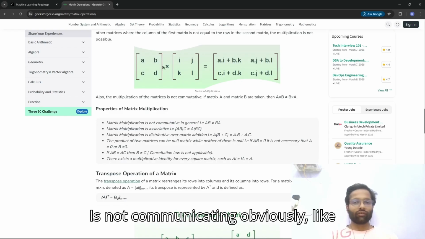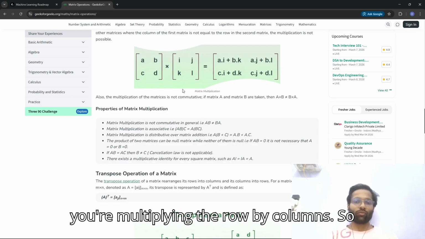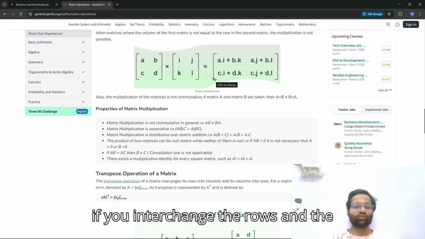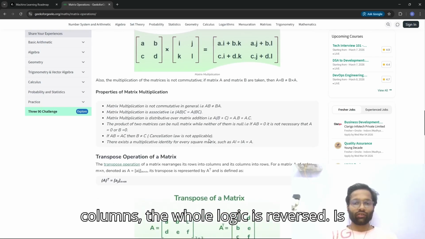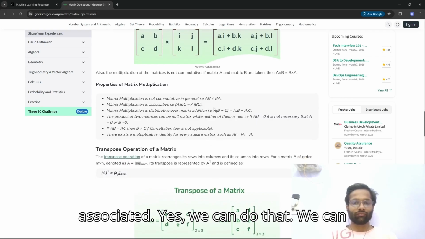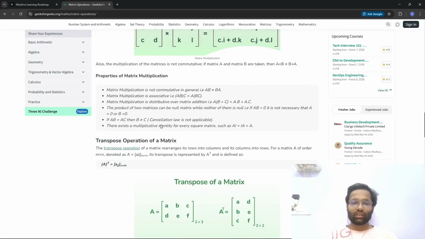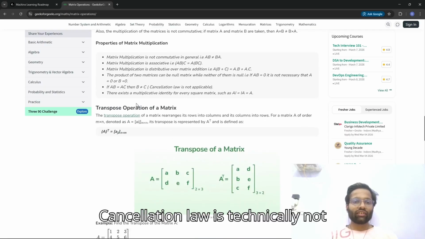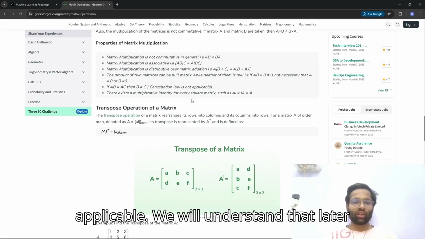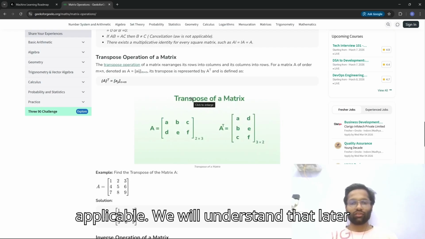Matrix multiplication is not commutative, obviously, because you're multiplying rows by columns, so if you interchange the rows and columns, the whole logic is reversed. Is it associative? Yes, we can say that. Distributive? Yes. The cancellation law is technically not applicable. We will understand that later on.